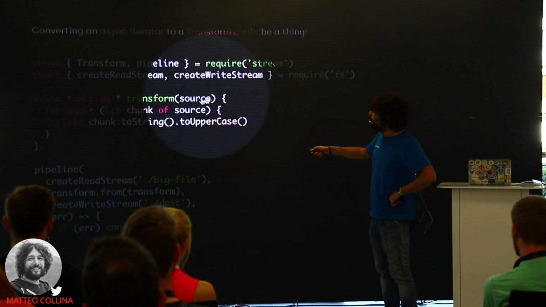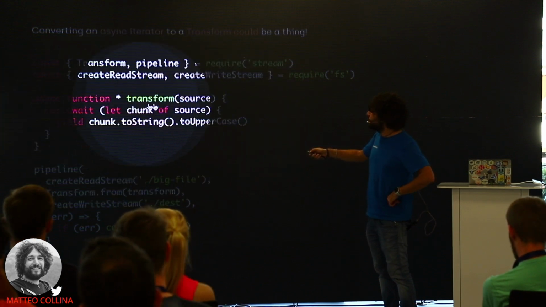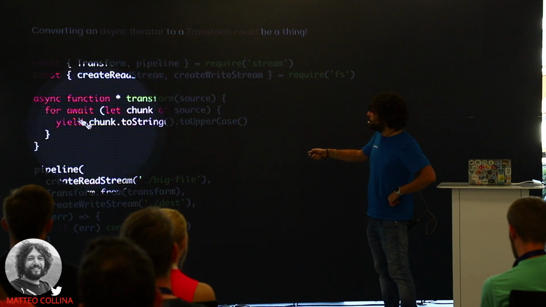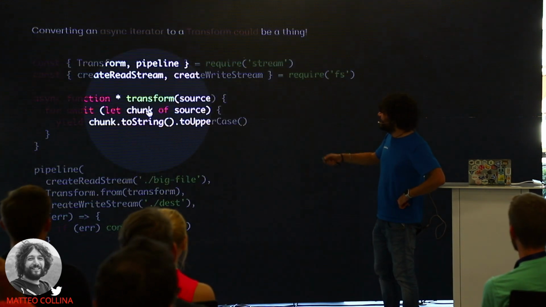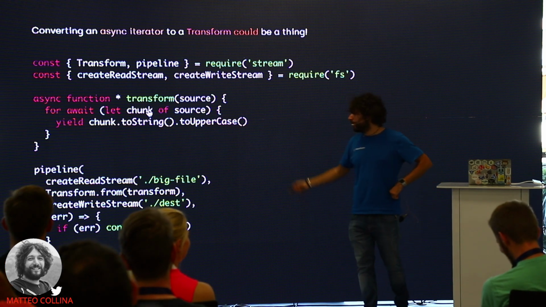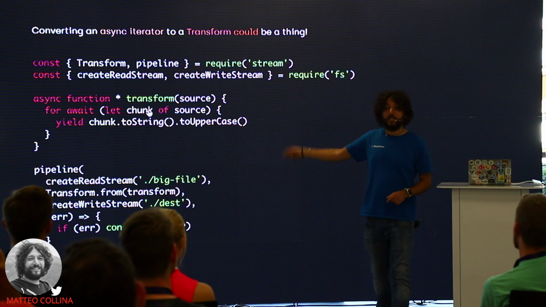It would be very nice to provide this type of syntax where we can just write a transform by writing a function that uses for await. And that just yields something, and then we can write it to the destination, and we can combine things easily in this way.